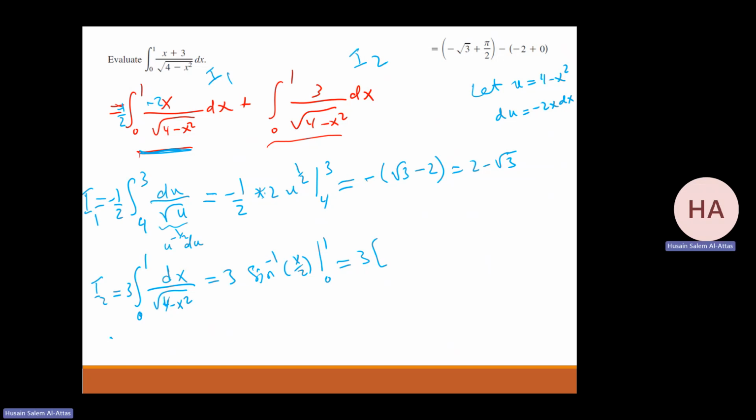What is sine inverse half? Sine inverse half is what? Pi over 6. When sine is equal to half, which angle? Pi over 6. Minus sine inverse 0, which is 0. So that gives me pi over 2. So the integral will be I1 plus I2, and that will be 2 minus the square root of 3 plus pi over 2. And that is the answer.